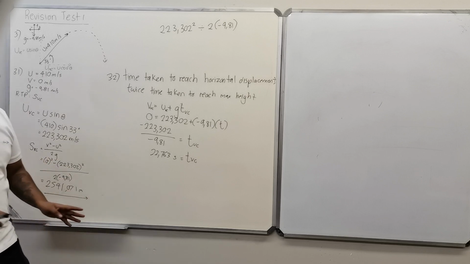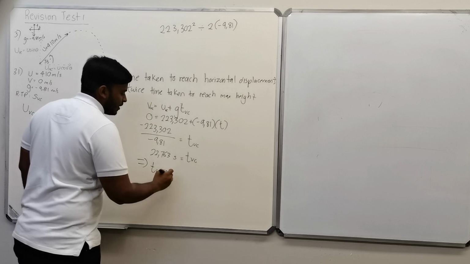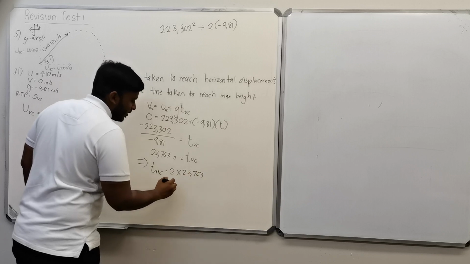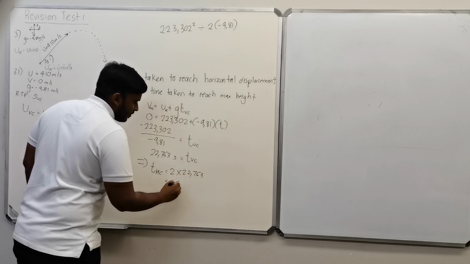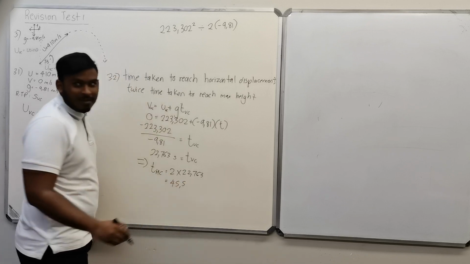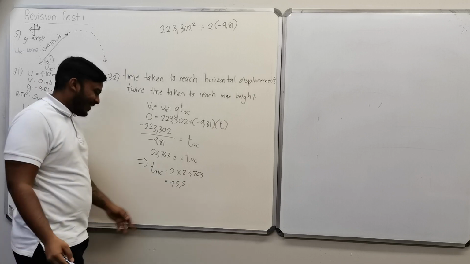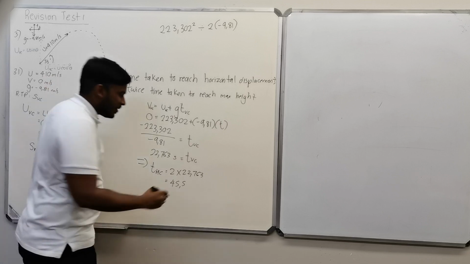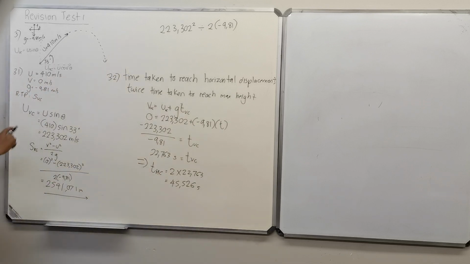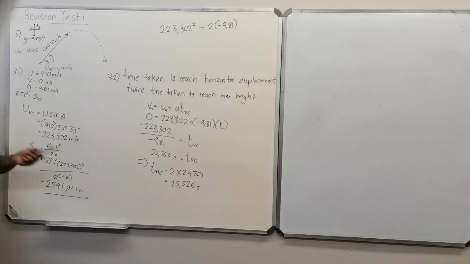Okay. So, therefore, your time taken for your horizontal component is equal to 2 times 22.763, which is 45.526 seconds. Now we know it's the time taken for you to go from here to here. We need to work out that.